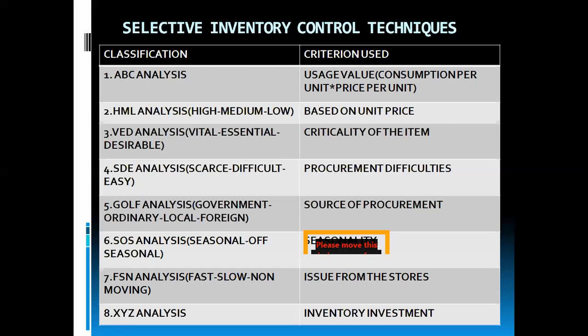Then XYZ analysis, it is based on the investment in the inventory: more control over X items, moderate control over Y items, and low control over Z items. This is about the selective inventory control techniques.